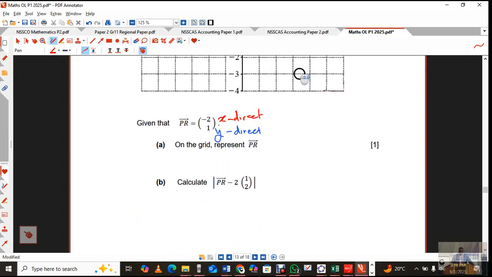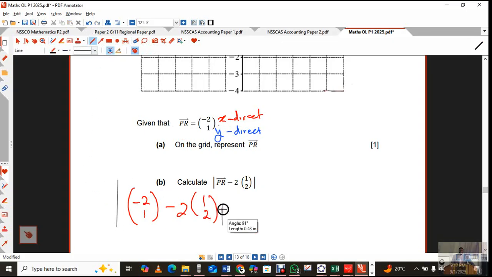Right, what do we know? They say PR, which is the vector (negative 2, 1) minus 2 times the vector (1, 2). These are not fractions, so please don't confuse them. These are vectors. And we need to take the distance of it. So let's do the stuff inside. The stuff inside, you're going to have (negative 2, 1). Then you have minus 2 times (1, 2), 2 times that is (2, 4).